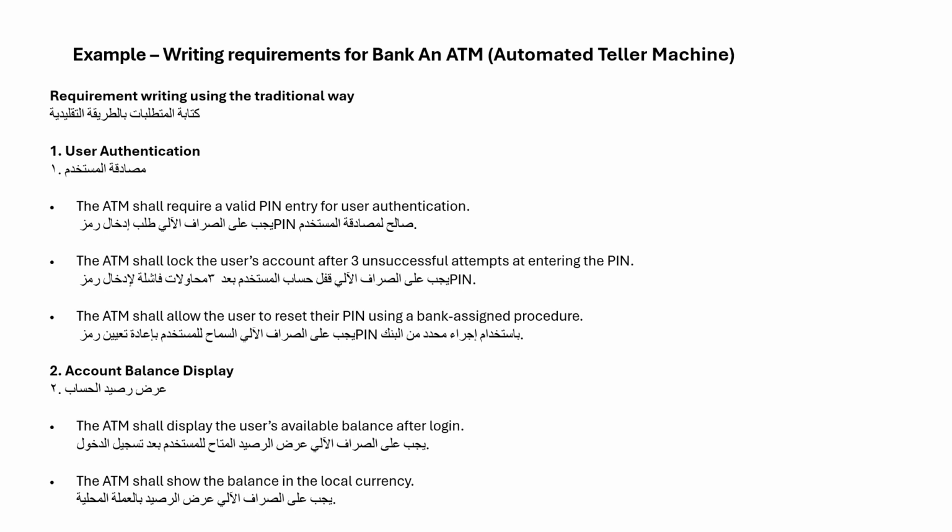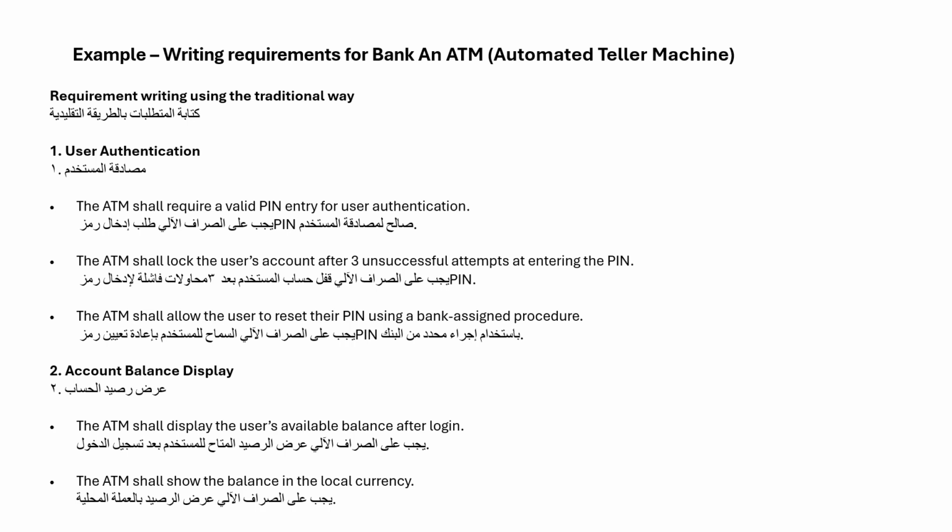Let's look at this example. I'm not going to cover all the slides, you can read them. These are different requirements for user authentication. There are three requirements: one, two, three. Everything starts with "the system shall." The system shall require a valid PIN. The system shall lock the user's account, etc. The system shall allow the users to reset their password. So for user authentication, these are three requirements.